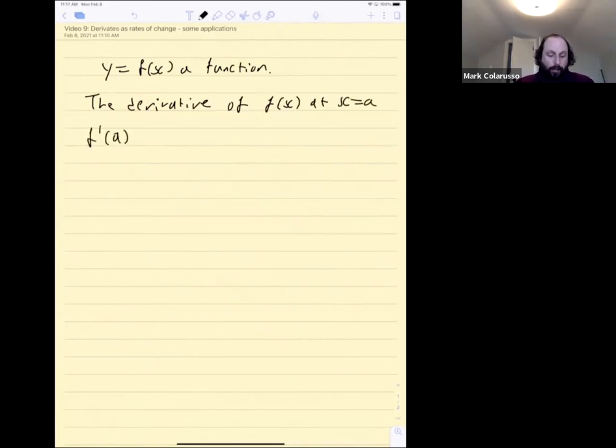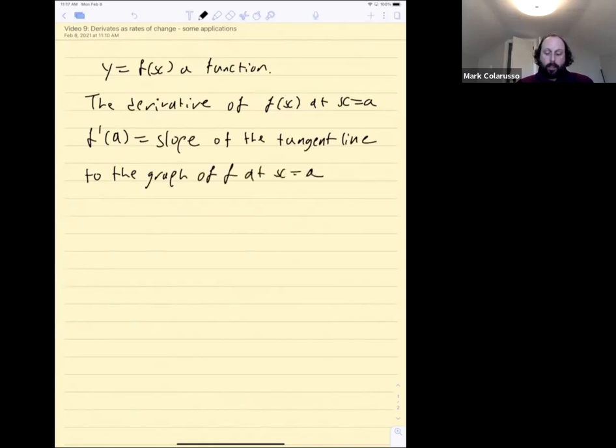So what does that mean? We have different ways of interpreting this. The geometric interpretation is that this is the slope of the tangent line to the graph of f at x equals I, right?